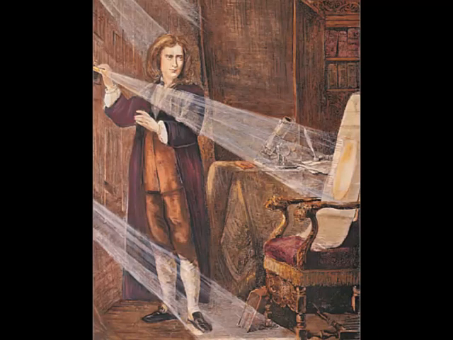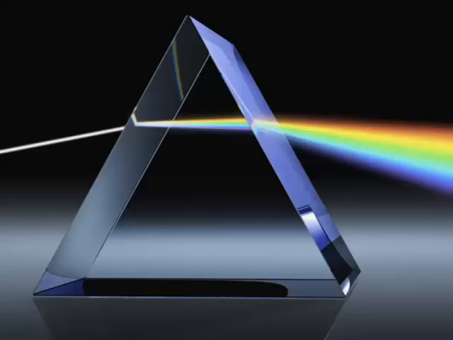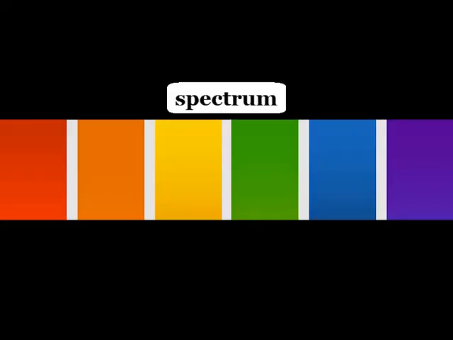Isaac Newton was the first to make a systematic study of color. Passing sunlight through a glass prism, Newton showed that sunlight is composed of a mixture of all the colors of the rainbow. Newton called this spread of colors a spectrum, and noted that the colors were formed in the order red, orange, yellow, green, blue, and violet.